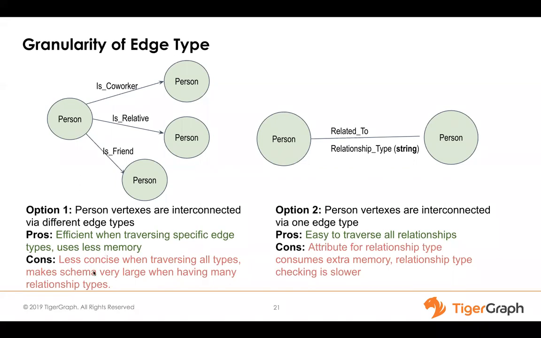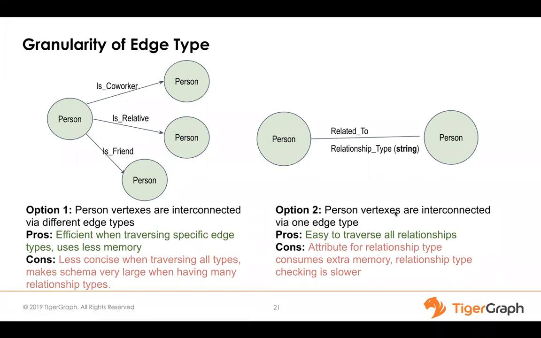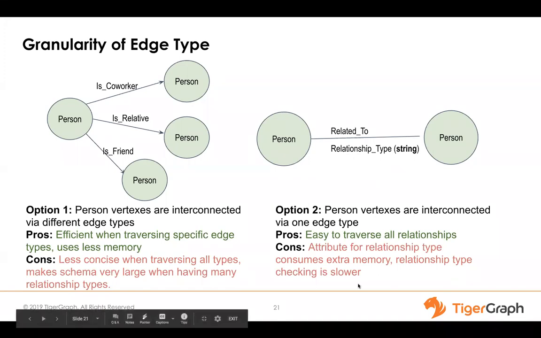coworker. However, if you want to traverse all the relationships that belong to one person, then it's less concise. You need to mention all the edge types in your traversal, right? Also, with the approach on the right-hand side, the problem is you also need to use extra memory to store all the relationship types. But if you want to just traverse all the relationships, it's very easy.